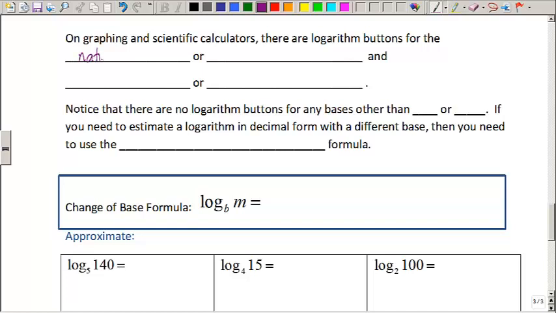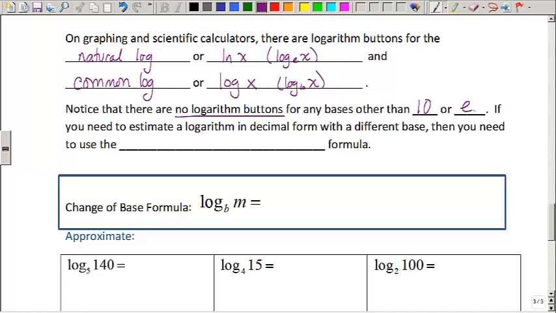They are the natural log button, or we'll say LNX, which remember is log base E. No one writes it that way, but just as a reminder. And the other one is the common log. And the common log we say is log X, or don't forget that there's an invisible base 10. Those are the only two logarithm buttons that we have to use on our graphing or scientific calculator. There are no buttons for any other bases other than 10 or E.